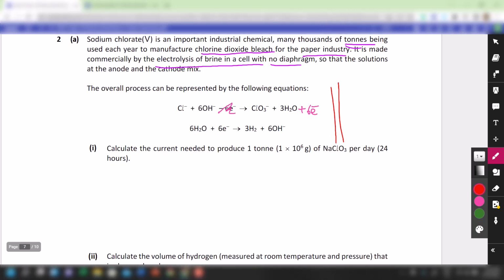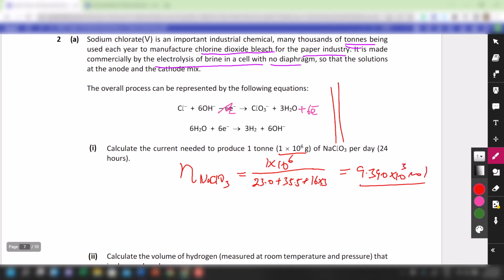Okay, so first of all, we are required to calculate the current needed to produce 1 ton. You are told how much is 1 ton. That's 10 to the power 6 grams of sodium chlorate per day. You were told that 1 day, that's 24 hours. So therefore, the amount of sodium chlorate, NaClO3. Okay, remember to include the Na. Some of you did not include the Na. 1 times 10 to the power 6, and then I divide this by 23.0 plus 35.5 plus oxygen is 16 times 3. If I take out the calculator and punch, I should be able to get 9.390 times 10 to the power of 3 moles.